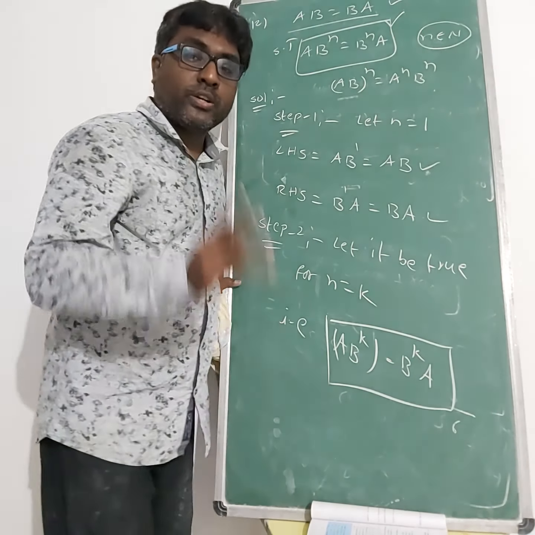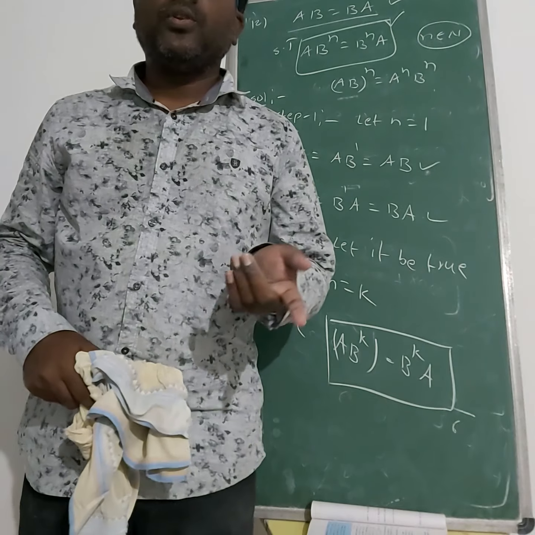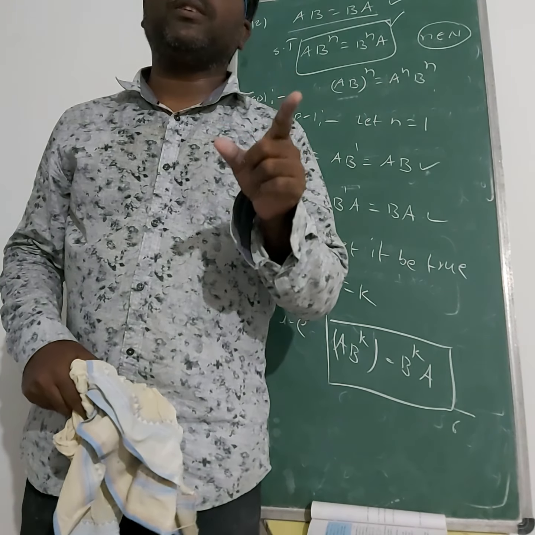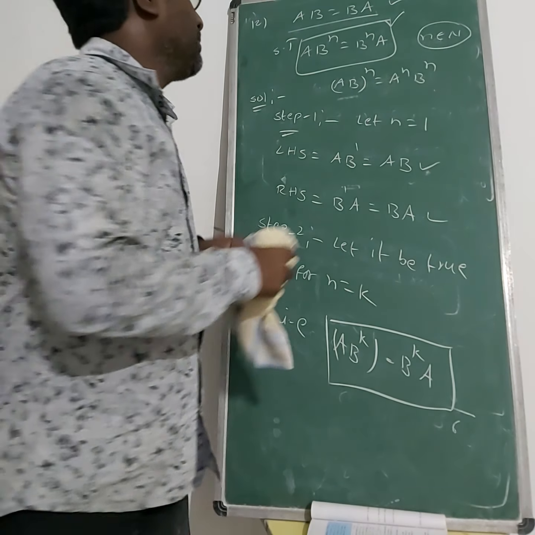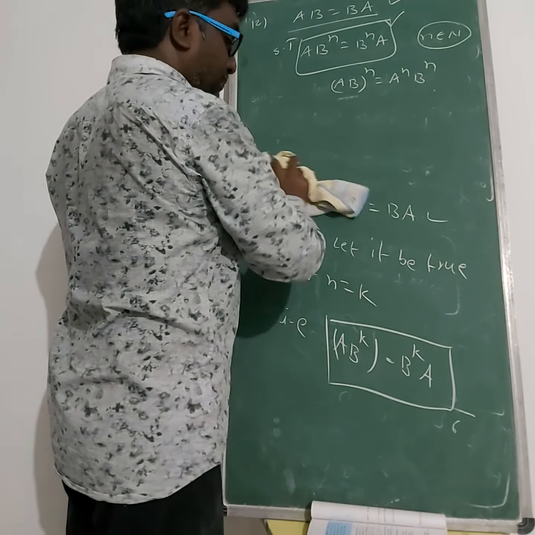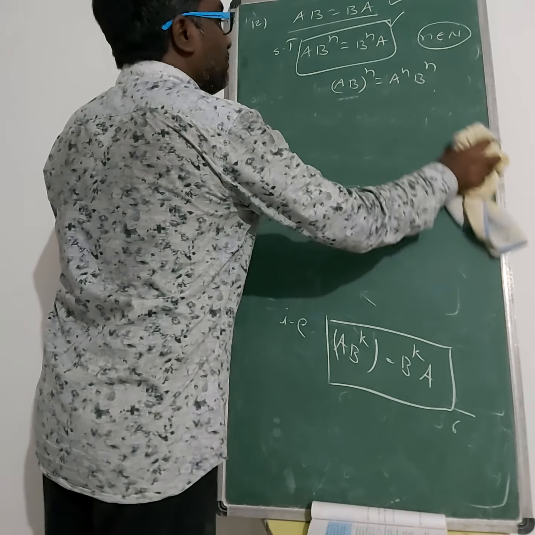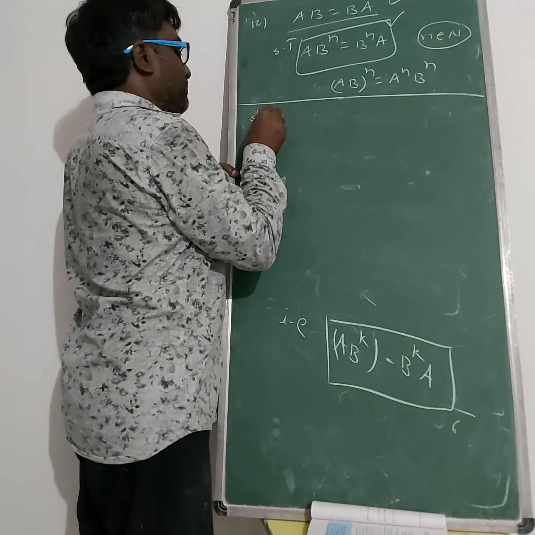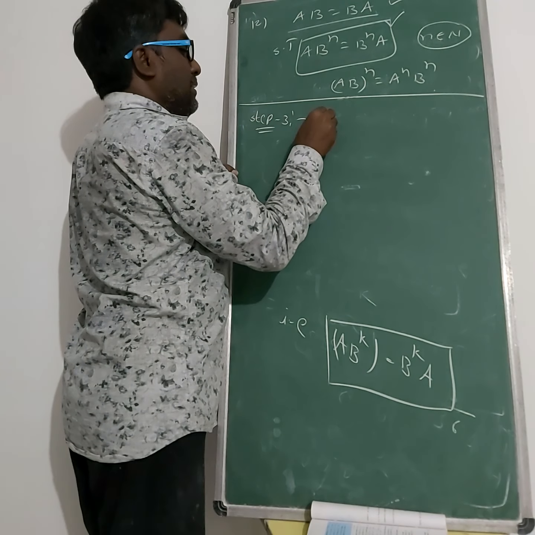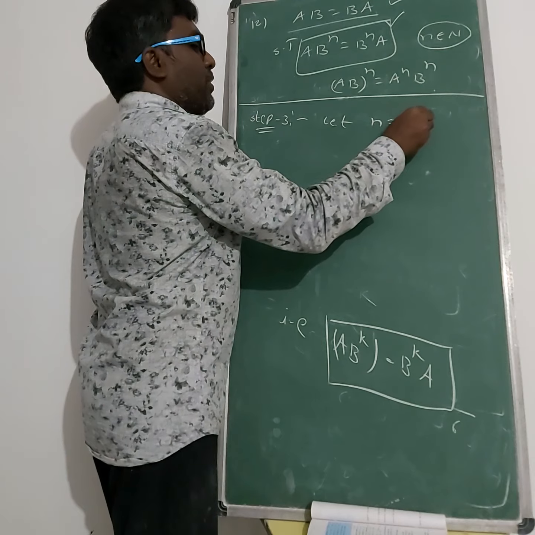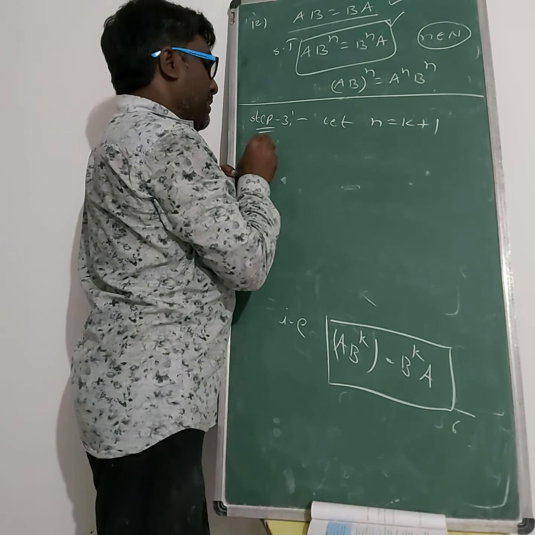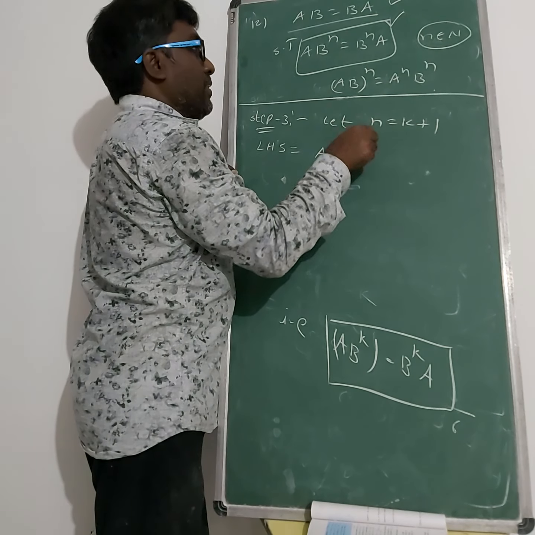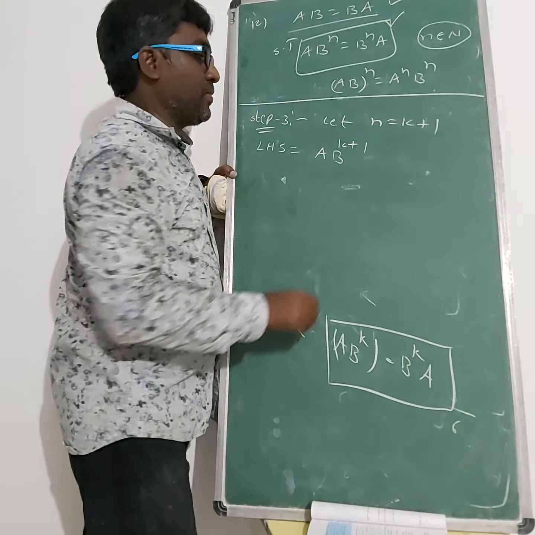Now the third step is we have to prove that we assumed it is true for n is equal to k. You have to prove for n is equal to k plus 1. Now step 3, let n is equal to k plus 1. So here LHS I am considering A into b power k plus 1. In place of n I have taken k plus 1.